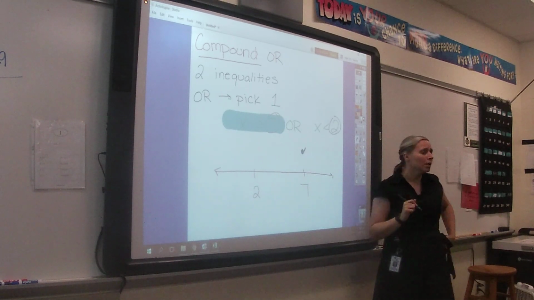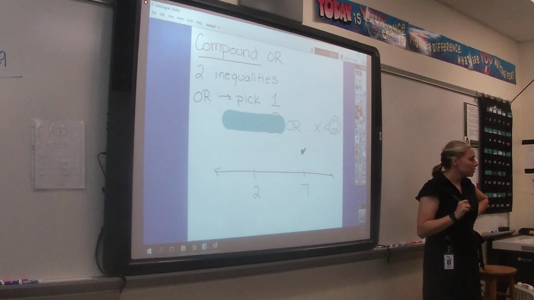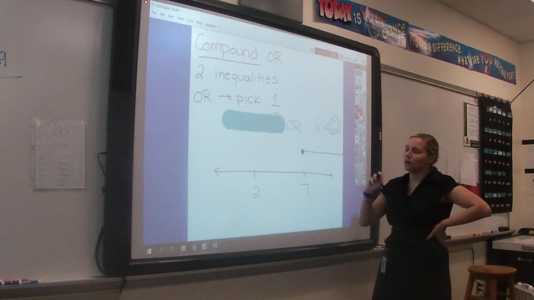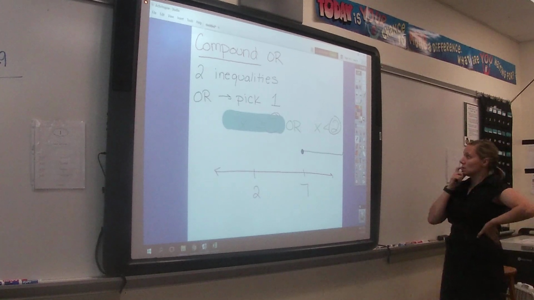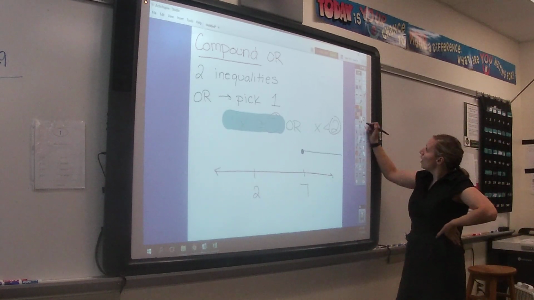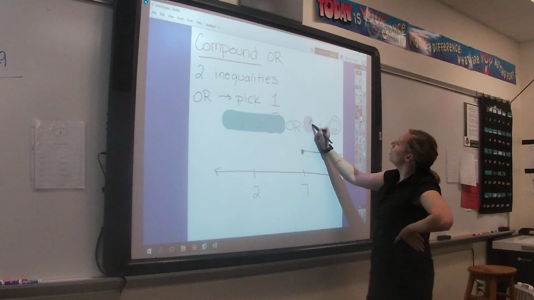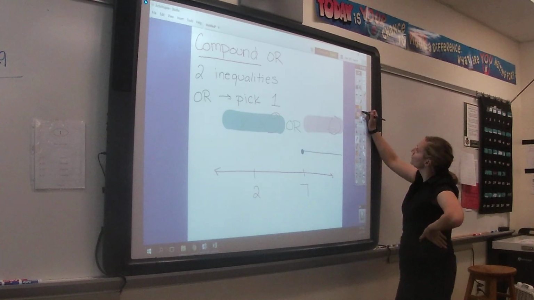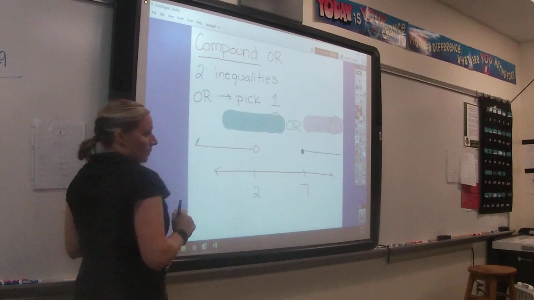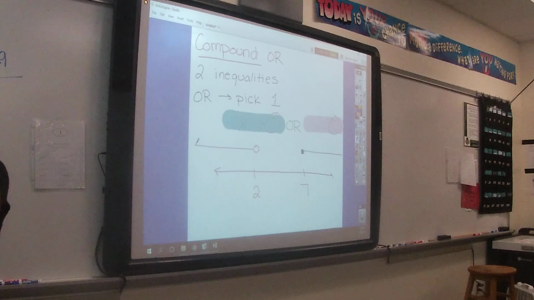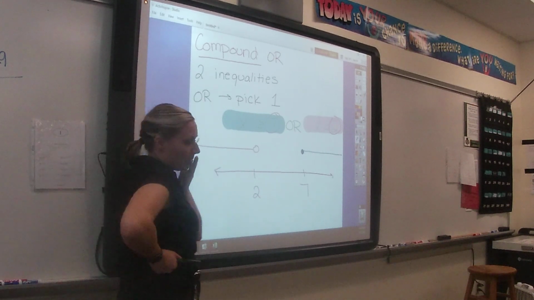Okay, so filled in circle. Am I shading to the right or am I shading to the left? To the right. Open or filled in circle at 2? Open to the right or to the left? Well, we're just using this to sort of interpret. So yes, those technically have arrows on it, but we're just using this to interpret right now.